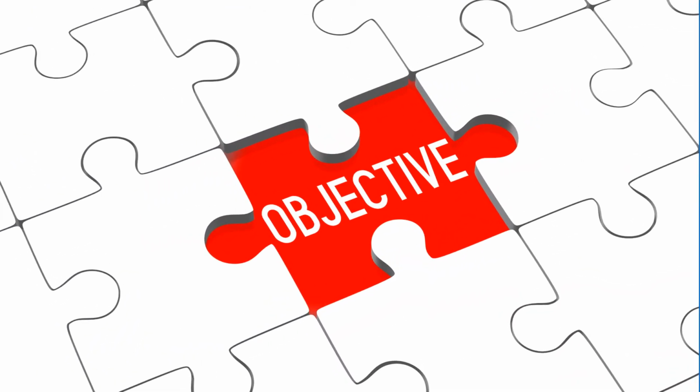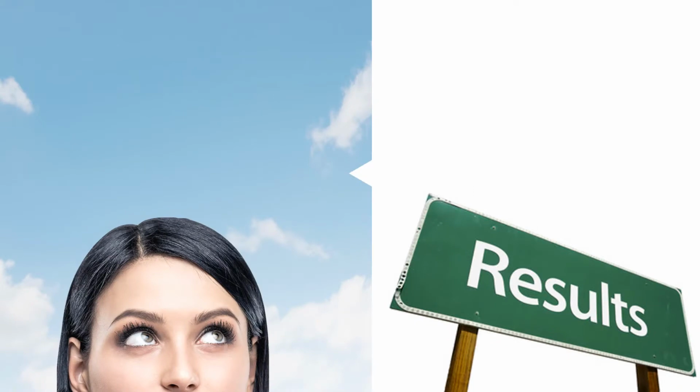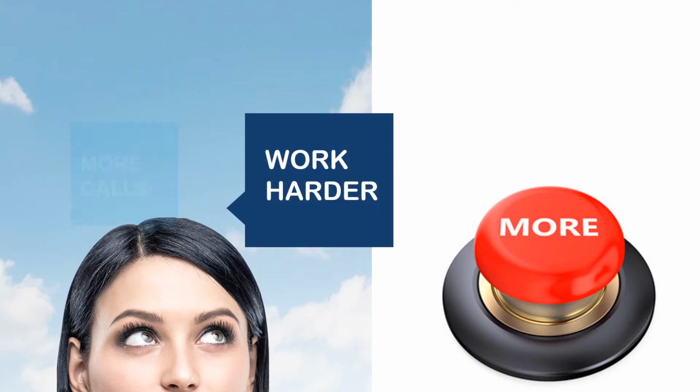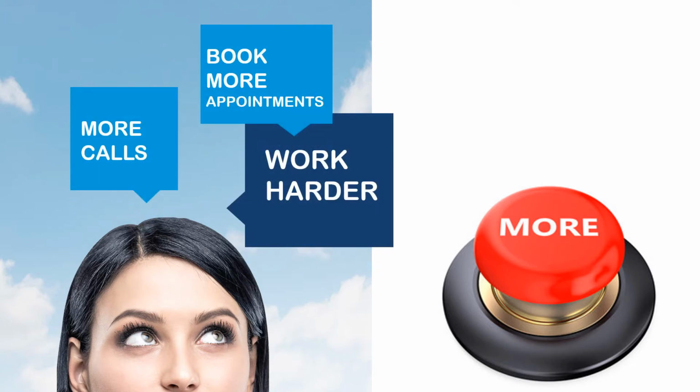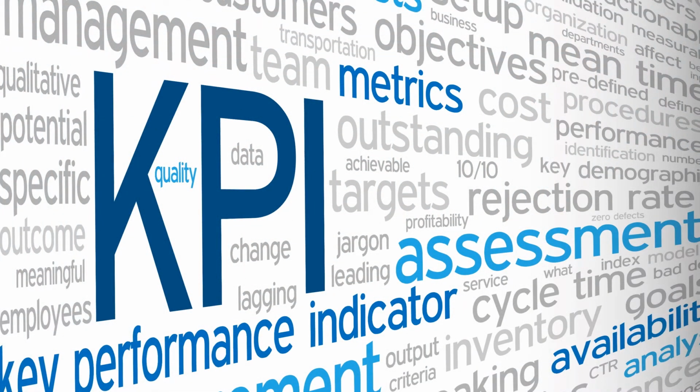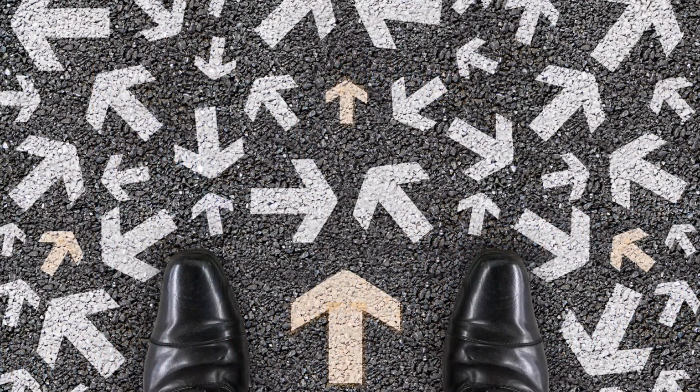Objectives are often a missing link. All too often, salespeople are given results and then expected to take action. When seller actions don't yield the hoped-for results, many managers press the more button. They ask their sellers to work harder, make more calls, book more appointments. The opposite situation can cause problems as well. Some organizations have so many objectives or KPIs that it can be overwhelming and confusing. The challenge here is sorting through the many to find the ones that are most relevant.